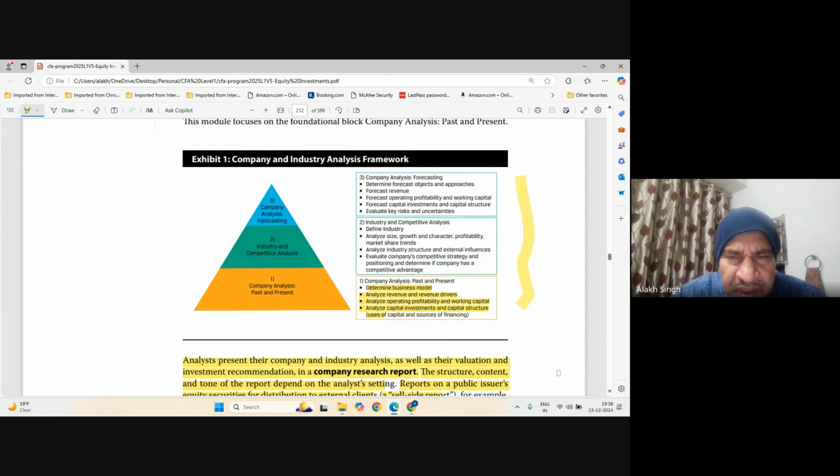So here is the company and industry analysis framework. First one is company analysis, past and present. Present means present quarter, and past 3 quarters, or at most 4 quarters. Normally we don't go too much in the past, but we go for about 9 quarters in the future.